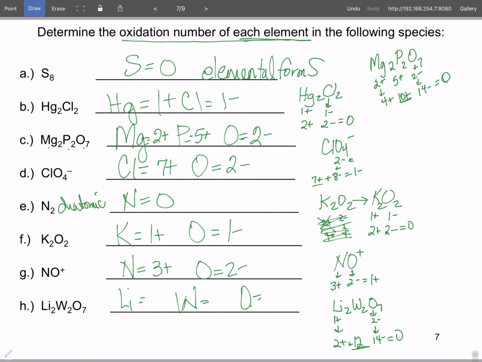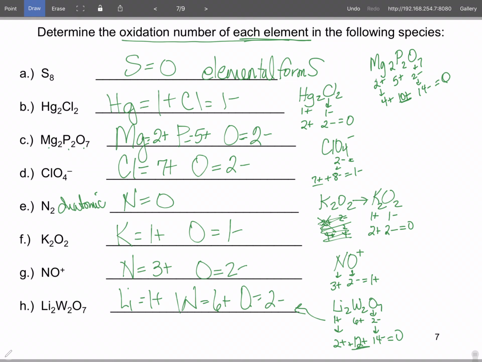So we need 12 plus to counteract it. We have 2 tungstens, so each one is 6 plus. If we had 3, that'd be 12 divided by 3, would be 4 plus. So it's 2 plus. No, I can't even read my own writing. It's 1 plus, 6 plus, and 2 minus. Notice that this is the rule we're going for.